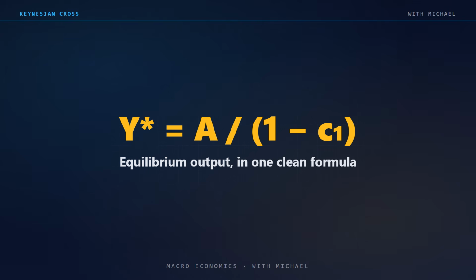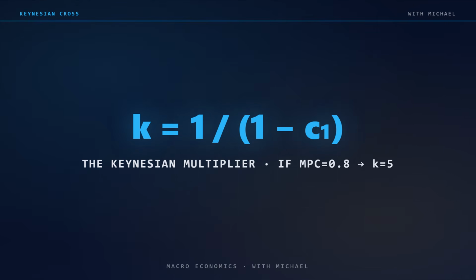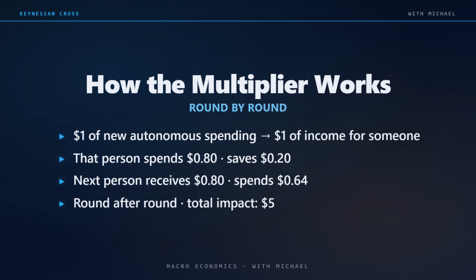If MPC is 0.8, the multiplier is 1 over 0.2, which is 5. That means an extra $1 of autonomous spending from any source generates $5 of equilibrium output. This is the famous multiplier effect. The first dollar becomes income for someone. That person spends 80 cents, which becomes income for the next person who spends 64 cents. Round after round, the spending propagates. The total impact is 5 times the initial impulse.